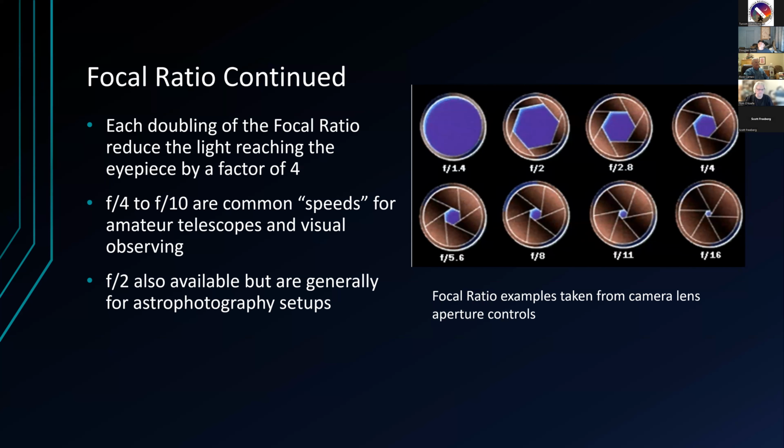The typical speeds you'll see when shopping for telescopes range from about f/4 to f/10. If you have a Schmidt-Cassegrain, these are always f/10 telescopes, sometimes f/11 for the really large aperture Schmidt-Cassegrains. Newtonians typically fall into a range from a very fast f/4 up to f/8, and similarly for refractors.